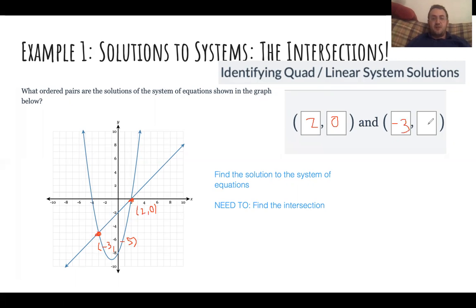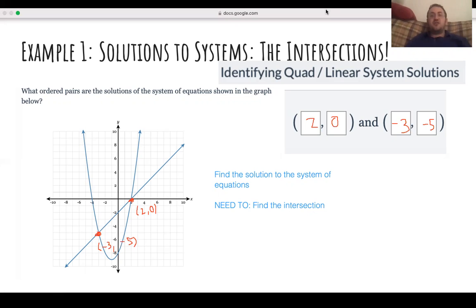So I kind of put the problem type here. It's called identifying quad and linear system solutions. So you could have 2 lines, you could have a line and a parabola. So we just look for those intersection points.